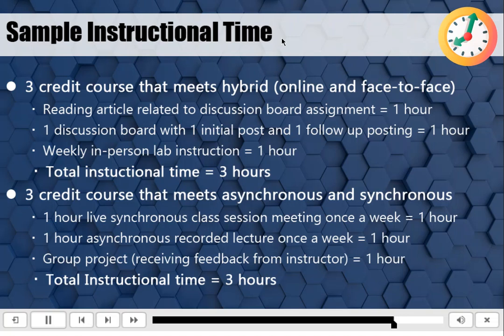Now let's say you have a 3-credit course that meets asynchronously and synchronously, so there's some sort of combination going on there. Let's say you have 1 hour of a live class session meeting once a week. And then throughout the week, you as the instructor either record a lecture or have them listen to a 1 hour lecture or a 1 hour video or whatever. That would equal 1 hour. Then you have a group project where the student is receiving feedback from the instructor. That equals 1 hour. So your total instructional time equals 3 hours.